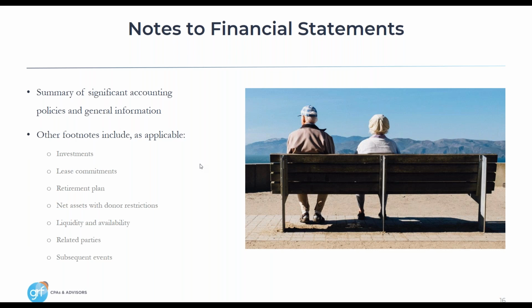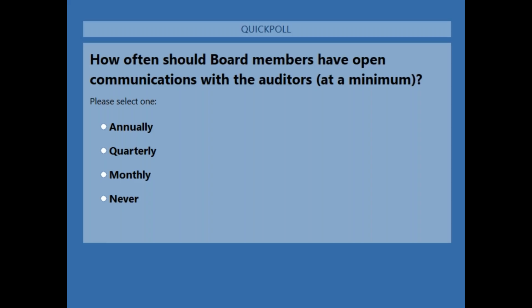Now with that, I'm going to hand it to Kim, who's going to provide you with polling question number 2. Thank you, Omid. For our second polling question today, how often should board members have open communications with the auditors at a minimum? Answer A, annually. Answer B, quarterly. Answer C, monthly. Or answer D, never. Please take a moment now to answer.